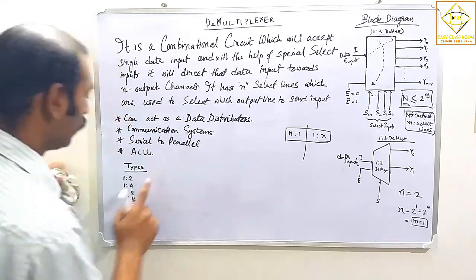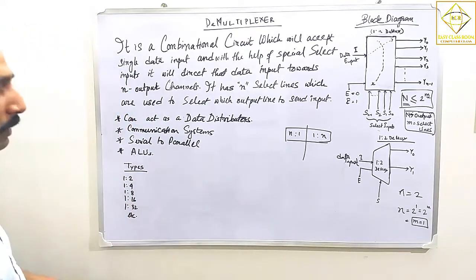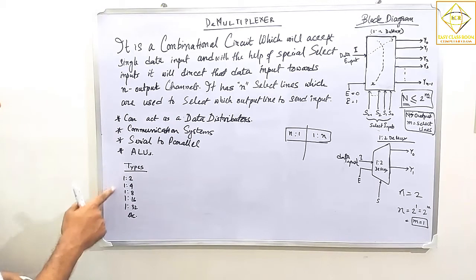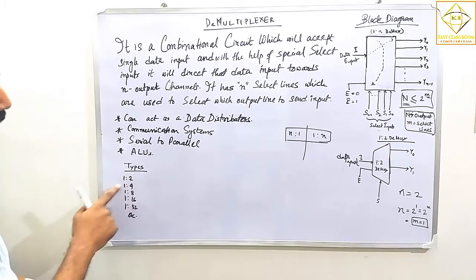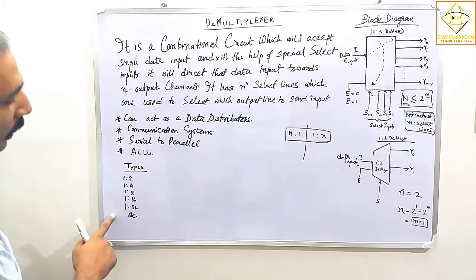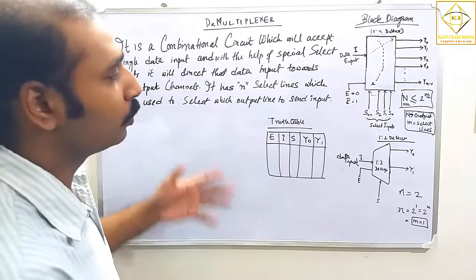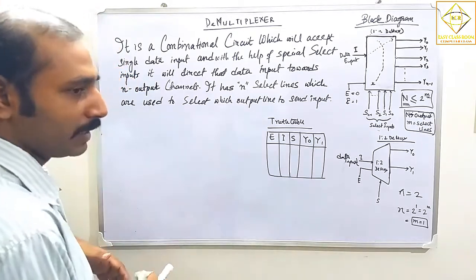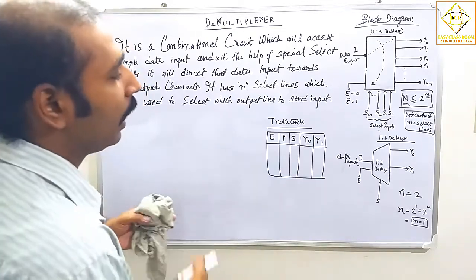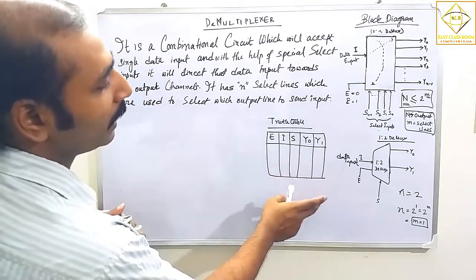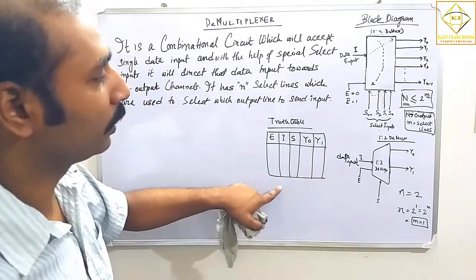Okay. So what are the types? Same as the multiplexer, it can be 1 is to 2, 1 is to 4, 1 is to 8, 1 is to 16, 32, and so on. So we can create the circuit and let us understand how it happens. Then we can clearly understand what actually happens over the truth table.